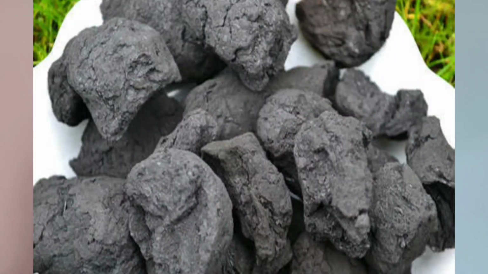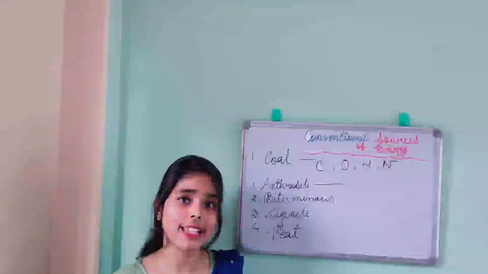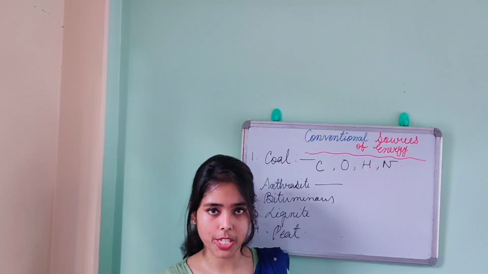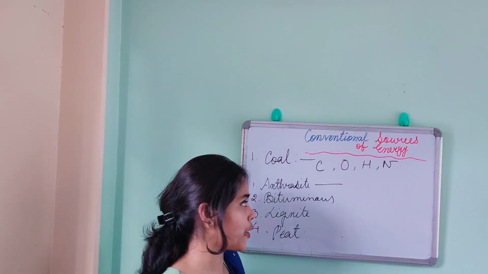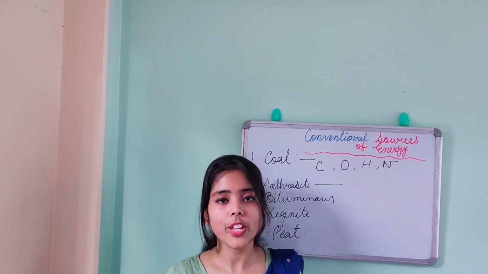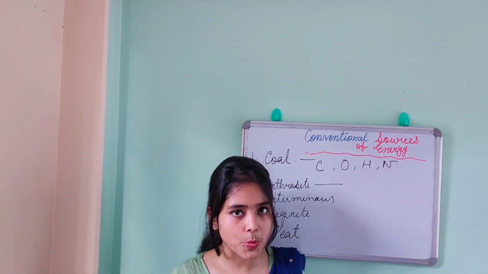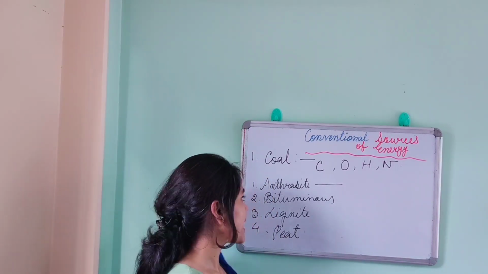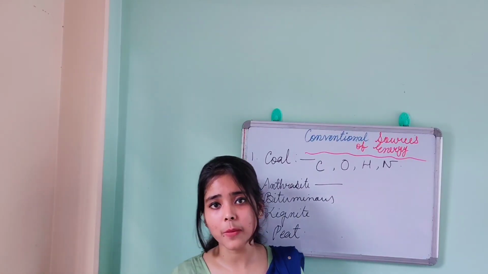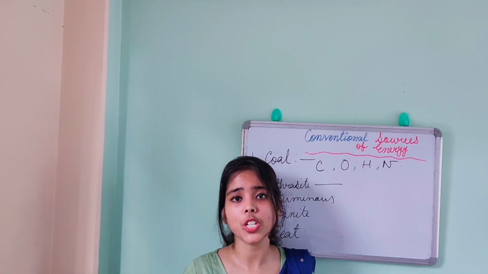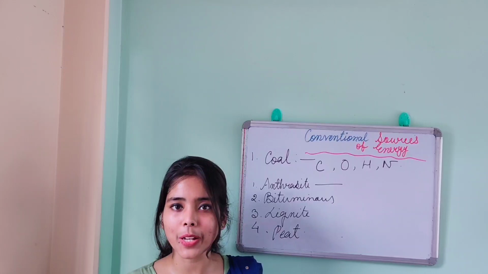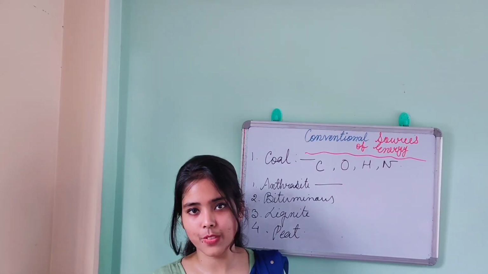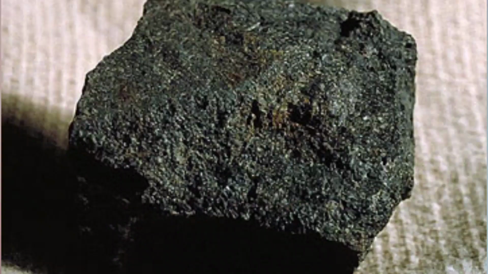So anthracite generally ranks first among all the coal, and the carbon content in such coal is more than 90%. If you burn this coal, it will generally not produce any type of smoke, hardly any ashes. That's why anthracite coal is very important and suitable for household purposes because of its smokeless activity. Number 2, it is bituminous.